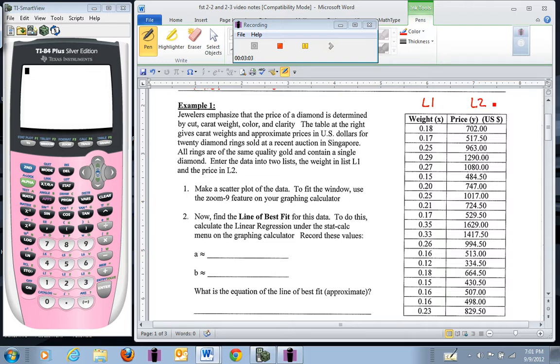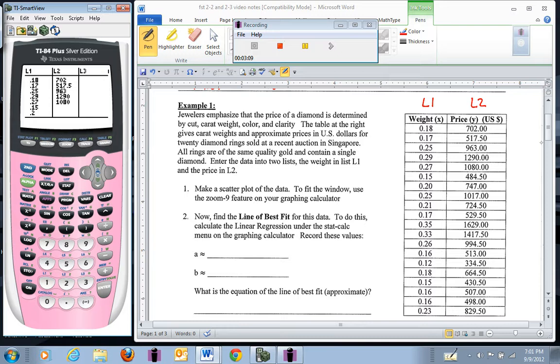So you're going to need to go into your editor, Stat Edit, and I'll show you I have mine already typed in, and you're going to want to put those in list 1 and list 2. So right now you're going to want to pause the video and enter those two things in list 1 and list 2 and then double check them. Several of the numbers in list 2 end in 50 cents, so you're going to want to be very careful when you type those in. So pause the video now and get that typed in.